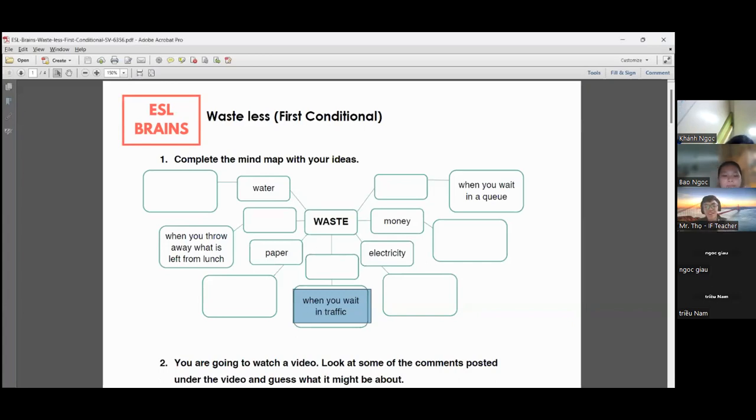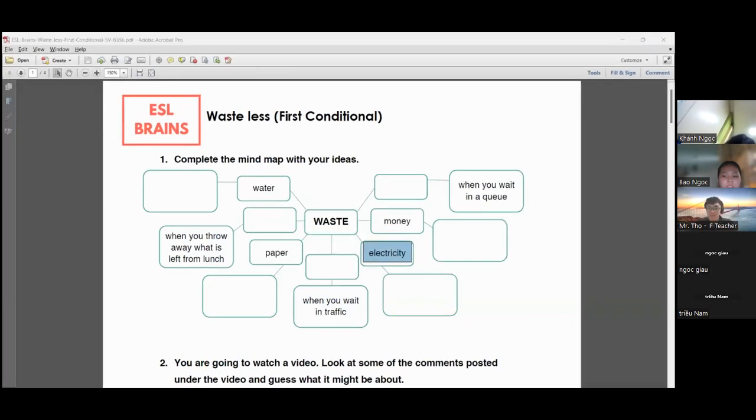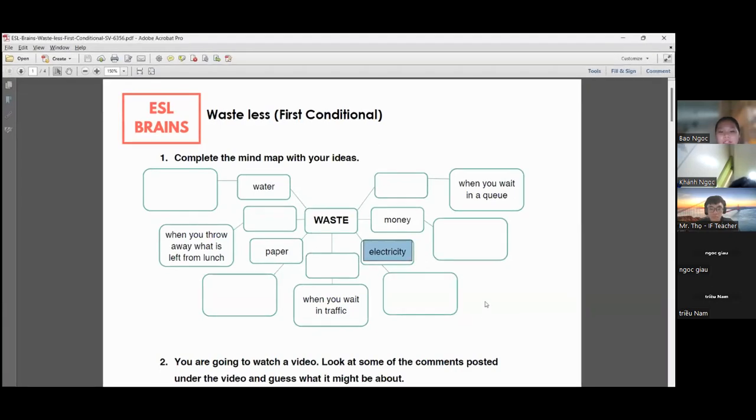Nice idea. How about electricity? What do you do that wastes electricity? Oh, bạn Ngọc. When you use some fan or air conditioner, when you get out and you keep it turned on, it wastes electricity. Oh yeah, so when you use any electric appliance and when you don't use it anymore, you forgot about it, you just left it on. Yeah, that wastes a lot of electricity.